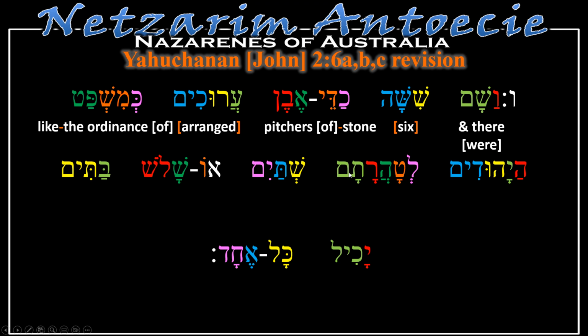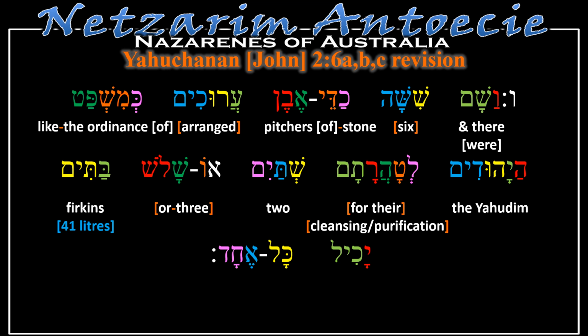Letaharatam, for their cleansing or purification. Shetayim, 2, or shalosh, 3, batim, which is a measurement found in the Old Testament, but we find it in the New Testament called firkins, which is a value of 41 litres. The Yehudim, for their cleansing or purification, 2 or 3 firkins, which are 41 litres each. Yakil, to contain, kol echad, and we could say every one. To contain every one.